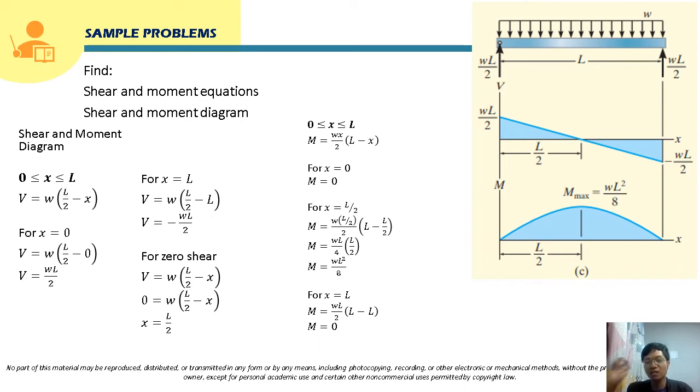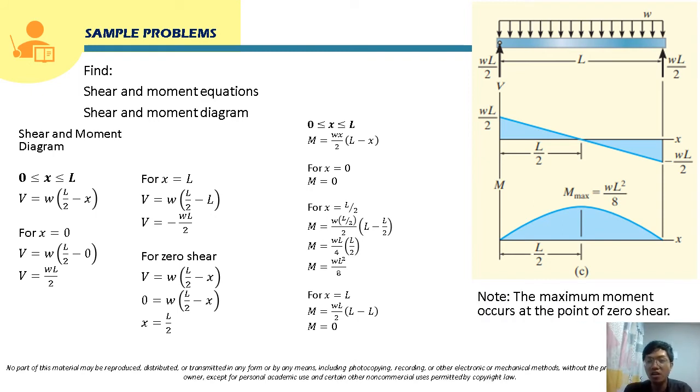Okay, and as you can see here, class, this will be the maximum moment, WL squared over 8. And take note, class, that this maximum moment occurs at the point of zero shear, right? So this is the point of zero shear. So this is where the maximum moment occurs. Okay, so this will now be the shear and moment diagrams, class.